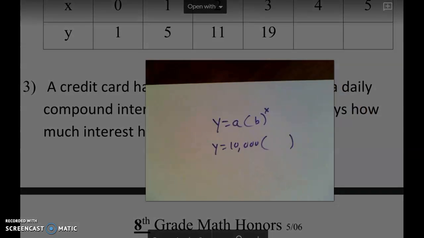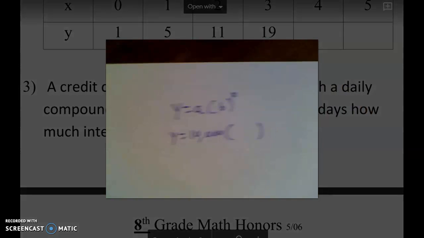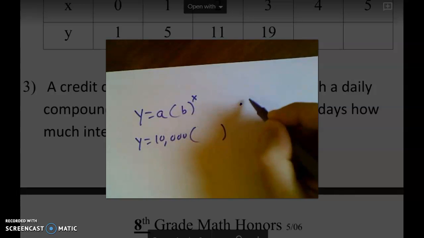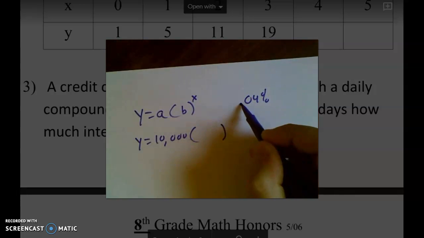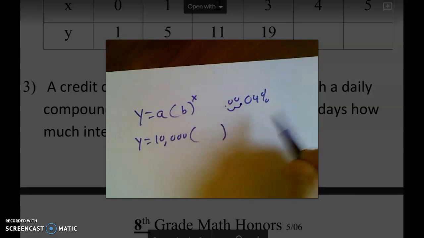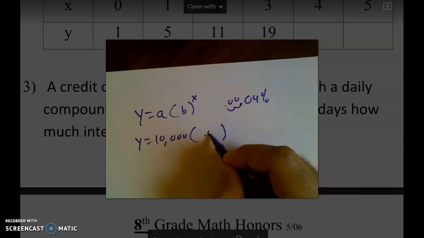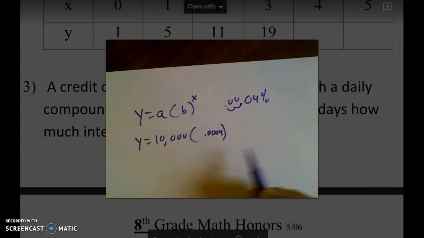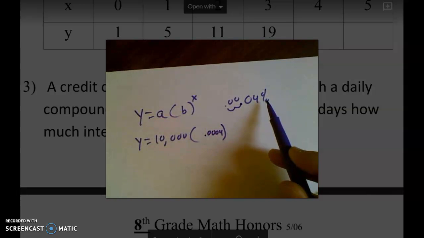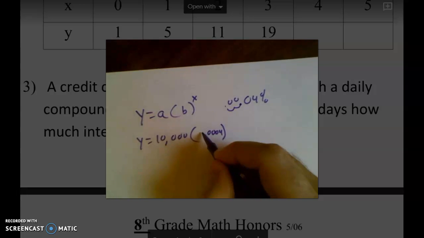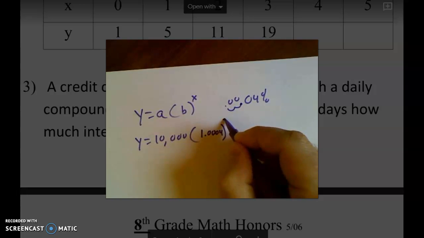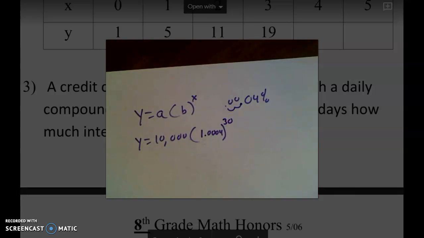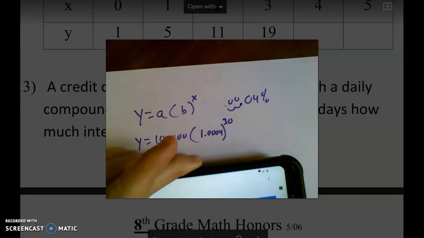The percent is 0.04. And to turn that into a true decimal, to turn any percent into a decimal, you have to divide by 100. So if I do that, I get a decimal of 0.0004. So this is the same as 0.04%. And then if you recall, you have to add 1 to it because we're going to increase our value. And it goes for 30 days. So this is what I then have to just type into my calculator to find out the answer.